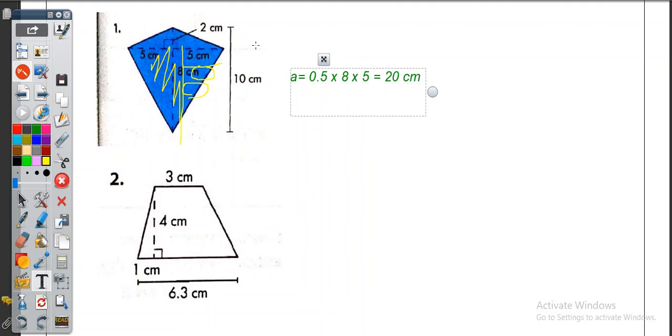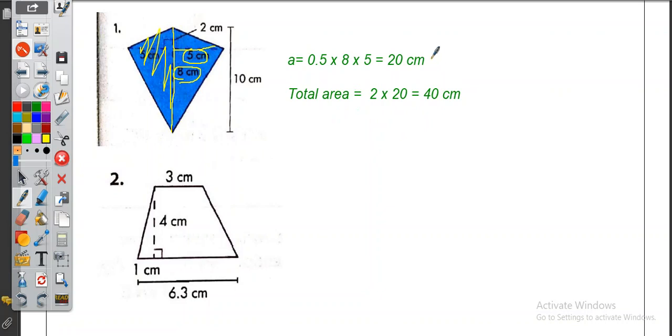Okay, so to find the area of all the figure, you will multiply the area that you got by 2. So the area of all the figure, the total area, equals 2 multiplied by 20, which is 40 square centimeters. And remember, we have to put the squared sign.